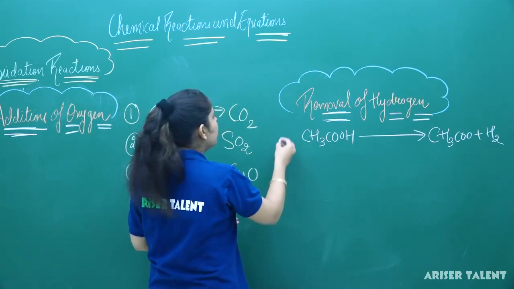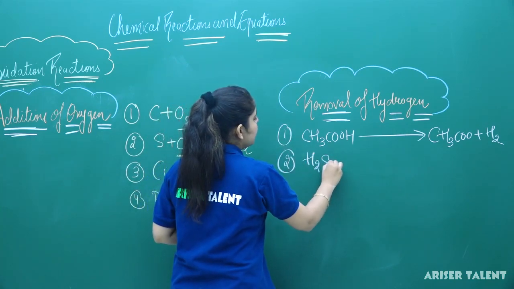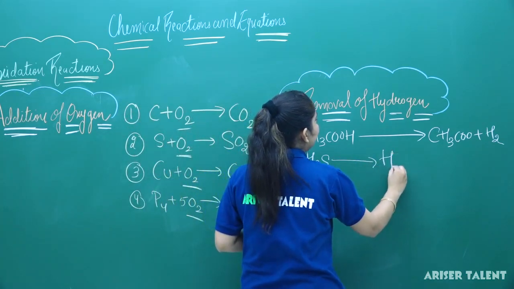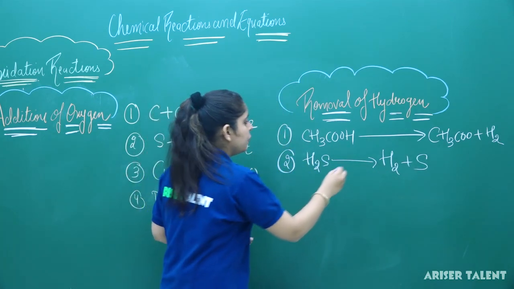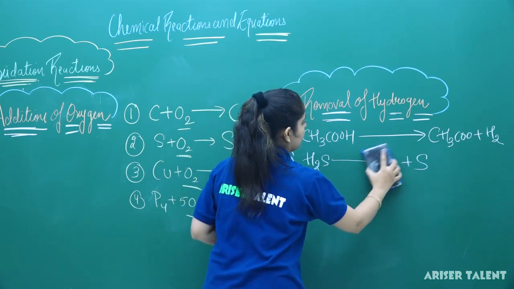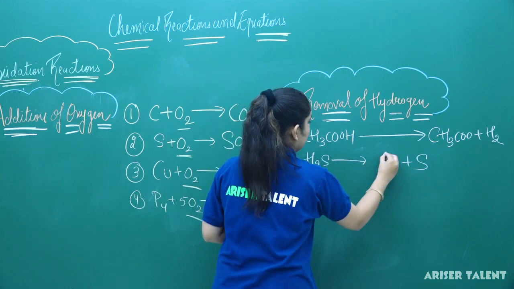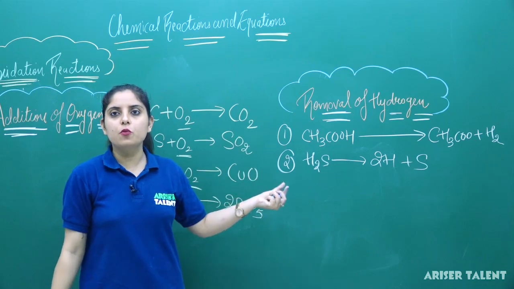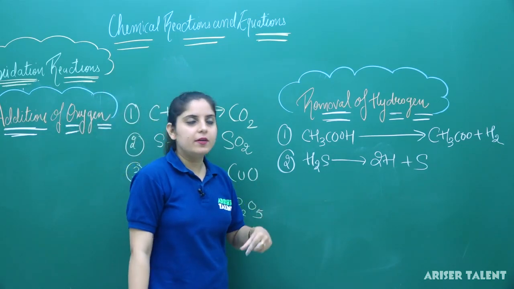Similarly, we can consider many more examples here. Suppose I am taking H2S. H2S is hydrogen sulfide. Whenever you are going to heat hydrogen sulfide, you will get H2 plus S. So you will get 2H plus S. So you can see here that the hydrogen is removed. It means hydrogen is separated here. So again it is an oxidation reaction.